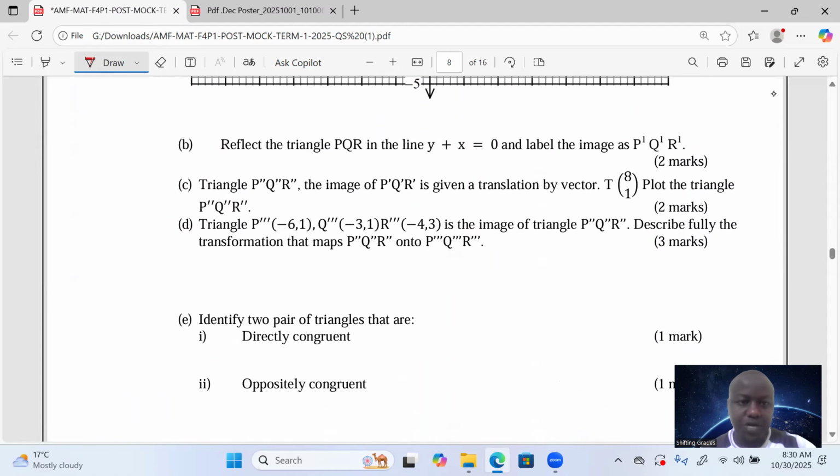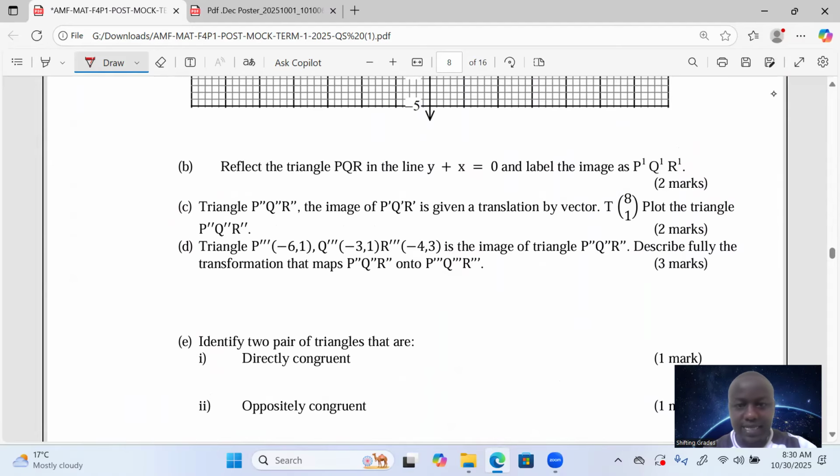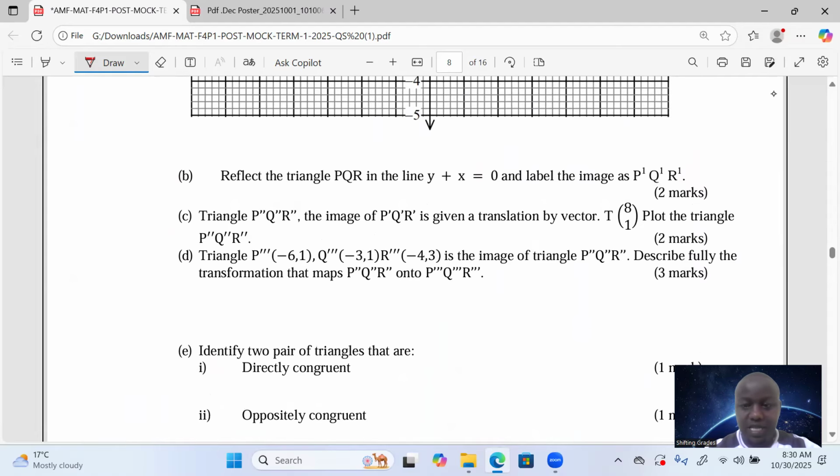Now in part B, reflect the triangle PQR in the line y plus x equals 0 and label the triangle P prime, Q prime, R prime. So the first thing that we're going to do here is to come up with a mirror line for the reflection. So how do we come up with a mirror line?